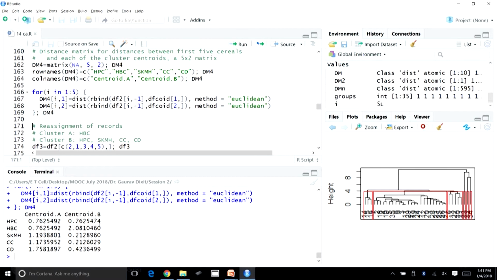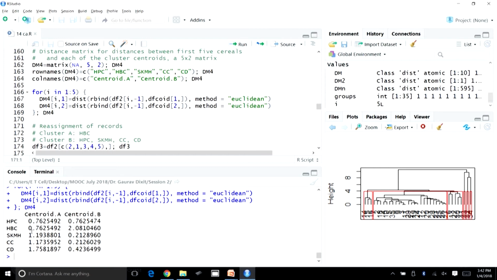So, what we get in the output is, on the row side we have these 5 cereals, and for each of these cereals we can see the distances from centroid A and centroid B. This can be clearly seen. So, for example, HPC, its distance from centroid A is 0.7625492 and its distance from centroid B is 0.762574. This is quite close. So, this particular observation is in a way equidistant from both the cluster centroids A and B.